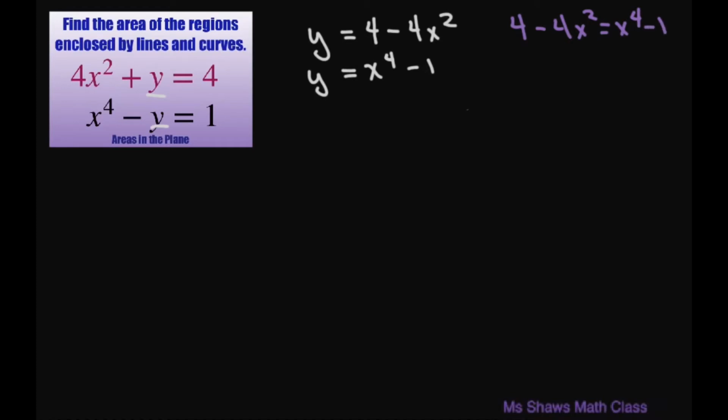All right, and let's move everything over to the right-hand side. So you get x to the power of 4 plus 4x squared minus 5, and this will be equal to 0. All right, and factor, we're going to get x squared minus 1 and x squared plus 5.